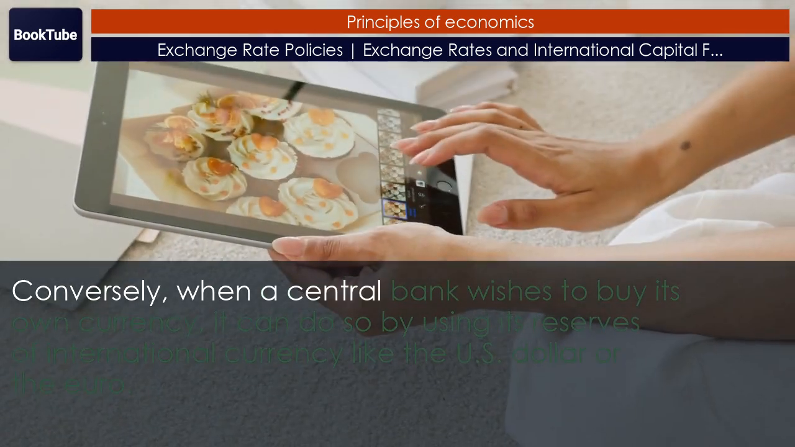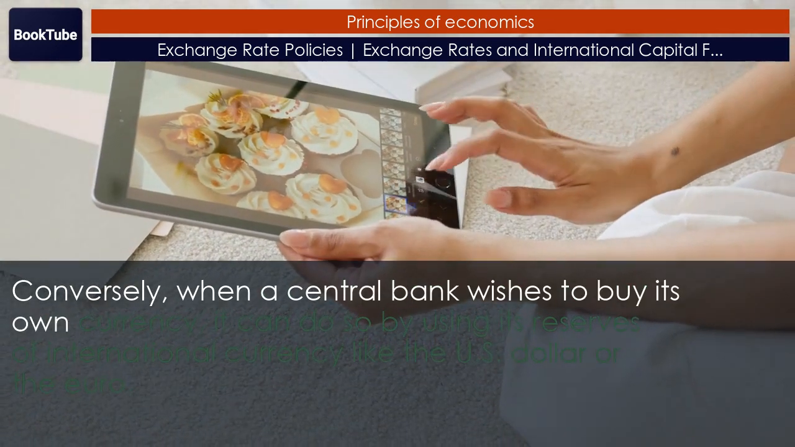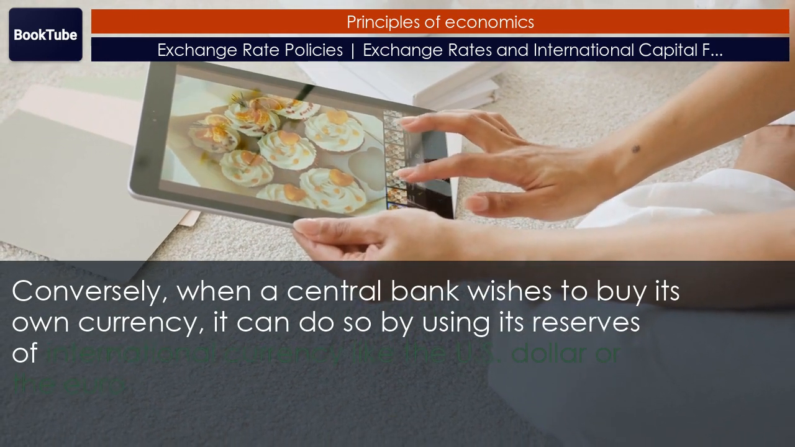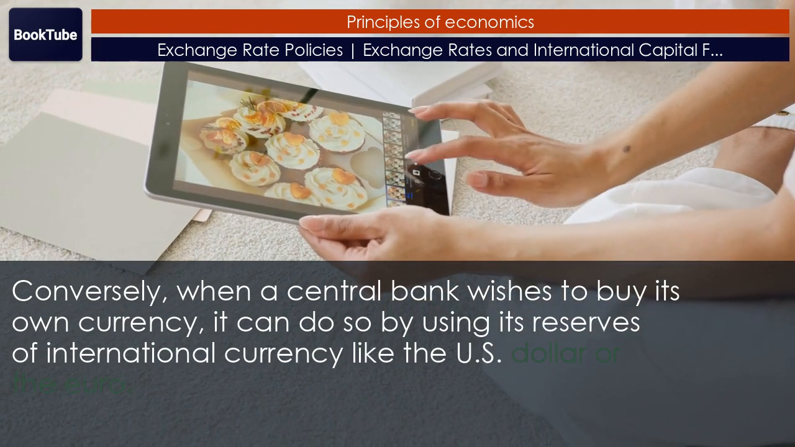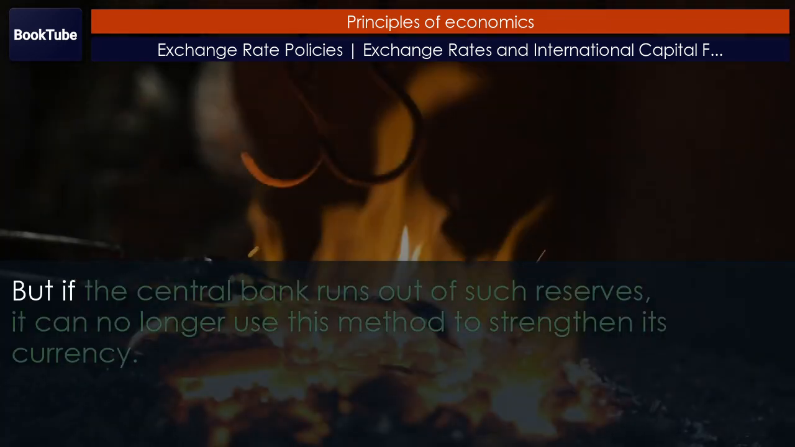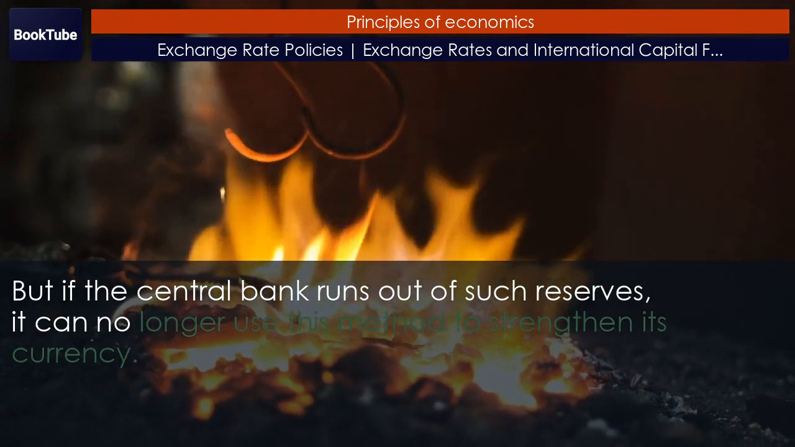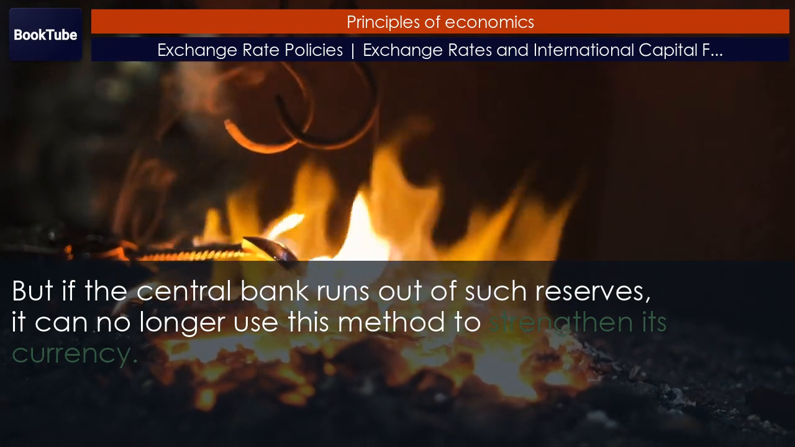Conversely, when a central bank wishes to buy its own currency, it can do so by using its reserves of international currency like the US dollar or the euro. But if the central bank runs out of such reserves, it can no longer use this method to strengthen its currency.